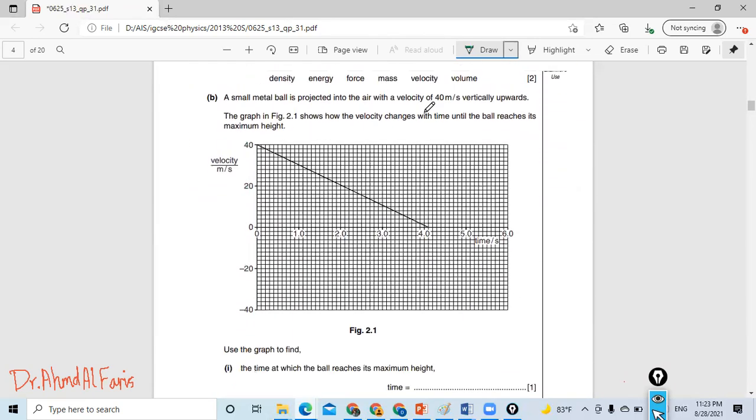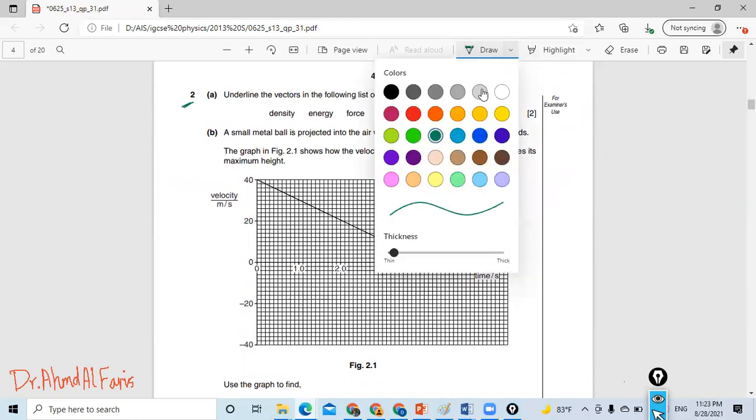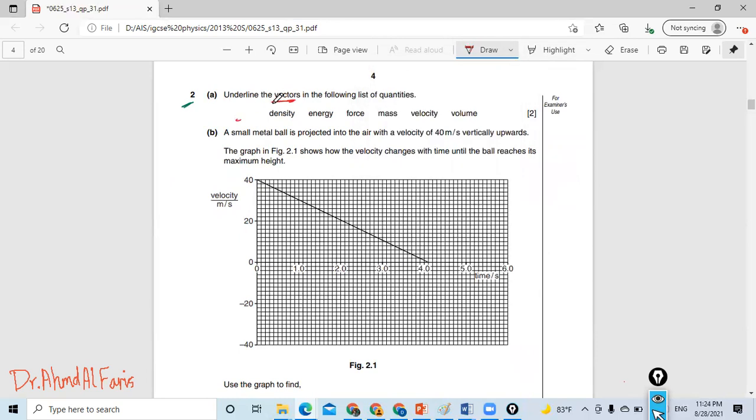Another question that they ask is question number 2 from the same year. First of all, underline the vector quantities. What that means is that vector quantities have direction. And in terms of direction, only the velocity and the force have direction, while density, energy, mass, and volume don't have direction. So we get our 2 marks by underlining the force and the velocity.